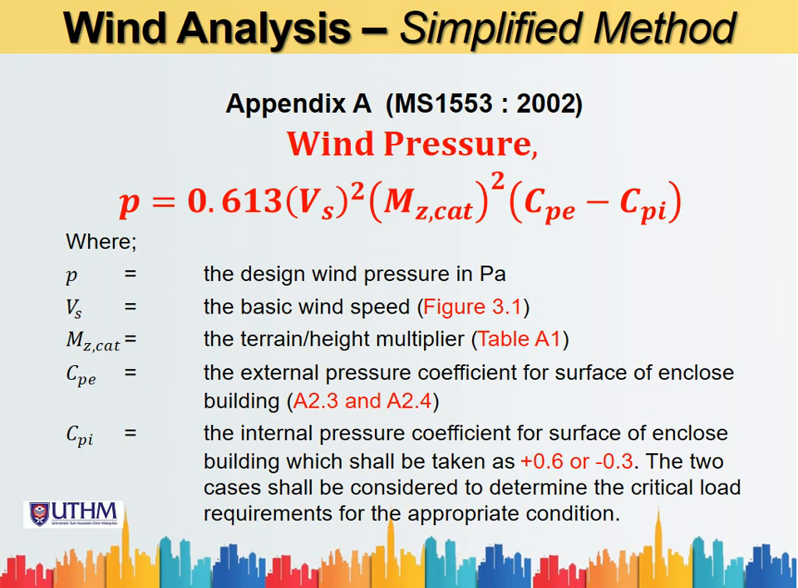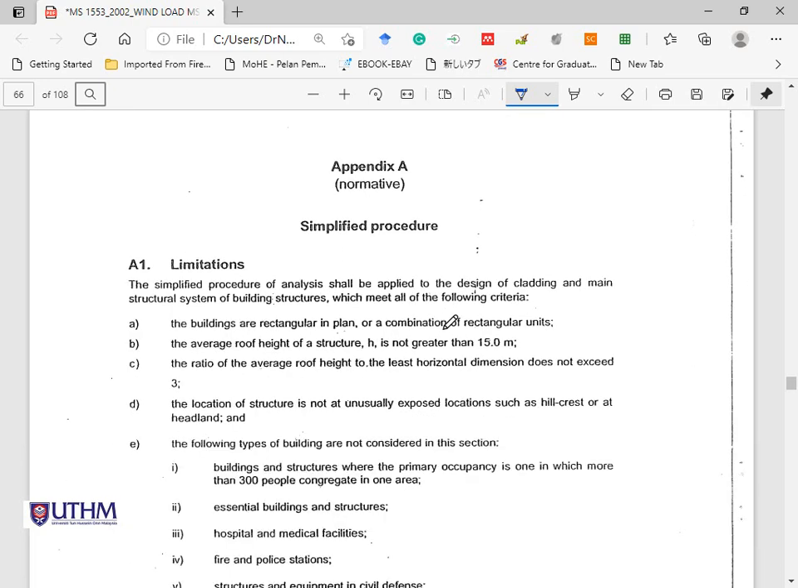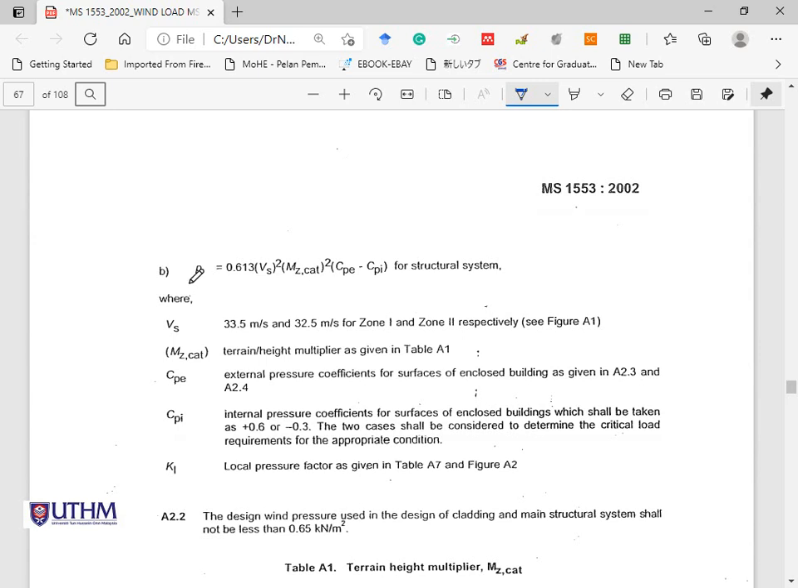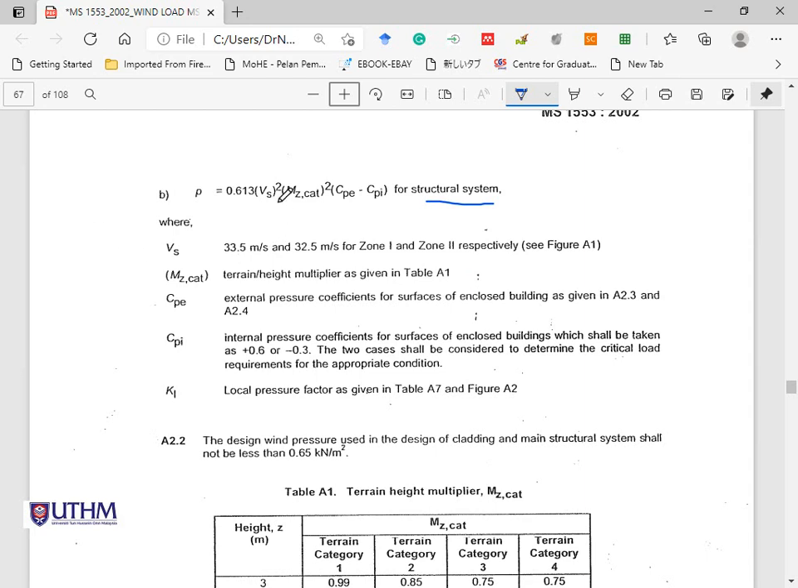It is in the appendix, Appendix A, on page 66. This is the equation to calculate the wind pressure. There are two equations: the wind pressure equation for cladding and the wind pressure equation for the structural system. Using the simplified method, we refer to the structural system. And Vs depends on zone 1 or zone 2 respectively.